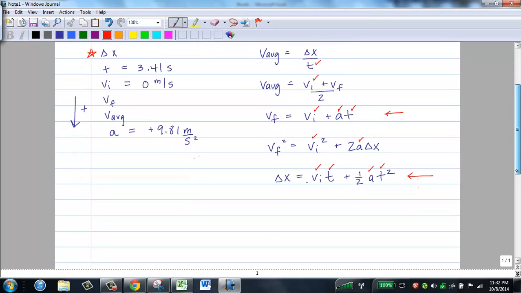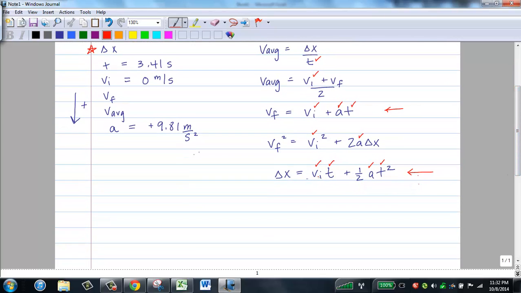Another thing that makes it a convenient equation to use is that the VI value is equal to 0. And so when we use that equation, this part of the equation is actually going to be equal to 0, because when VI is 0, since anything times 0 is 0, VI times T will be 0. And so that part of the equation will be equal to 0, and it will be a simpler equation to solve. So this is the equation that we want to use.